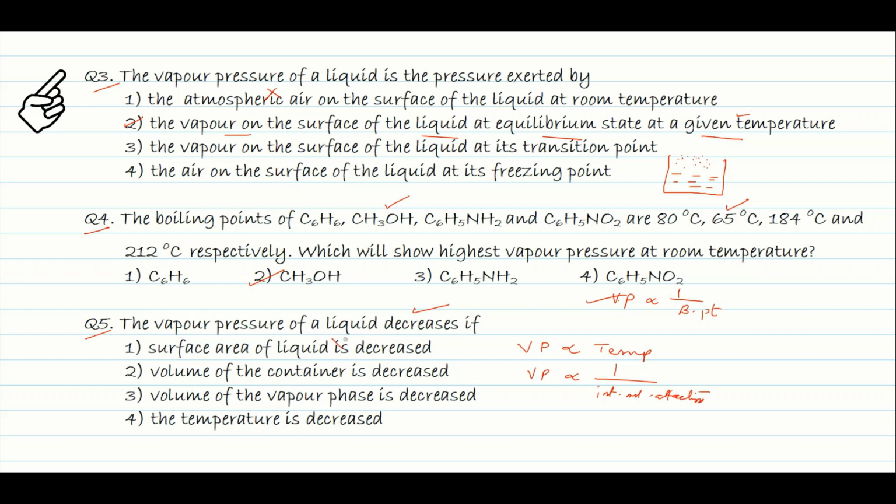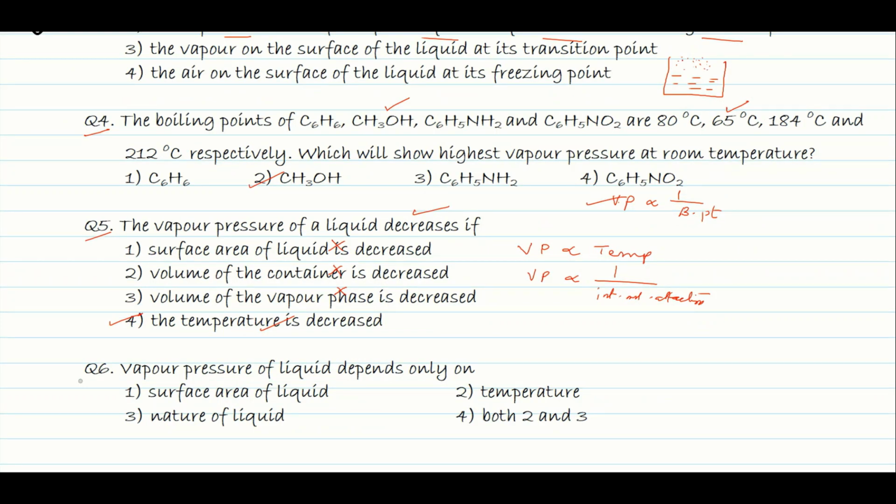So it is incorrect. Volume of container. It is also having no role. Volume of the vapor phase. It is also having no role in deciding vapor pressure. Temperature is decreased. Correct. As you decrease the temperature, vapor pressure of liquid also decreases. So correct answer is fourth one. Okay. Now moving on to question 6.